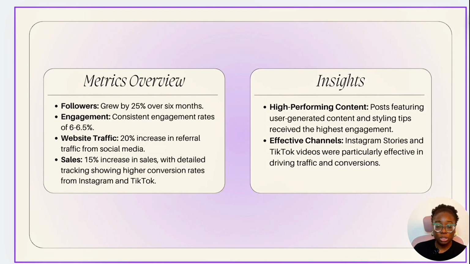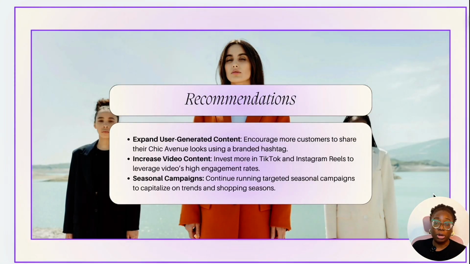Next, talk about the metrics overview. And you can see here, I said grew by 25% over 6 months. Engagement was consistent. Website traffic increased, sales increased, and talked about the insights. What is the high-performing content? One talked about the effective channels, as you can see here in this example. Finally, talk about your recommendation.